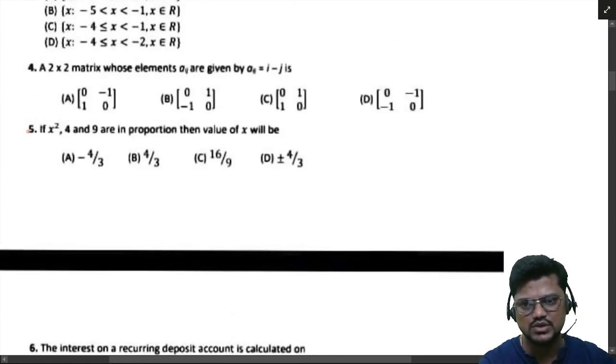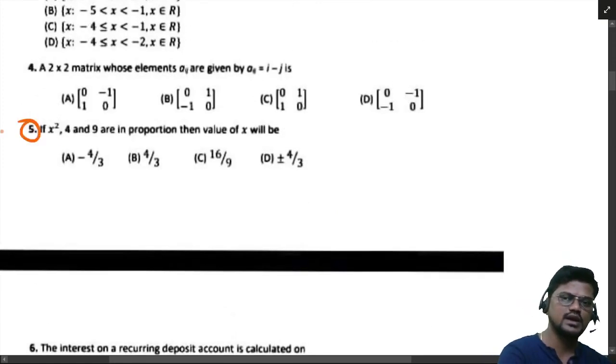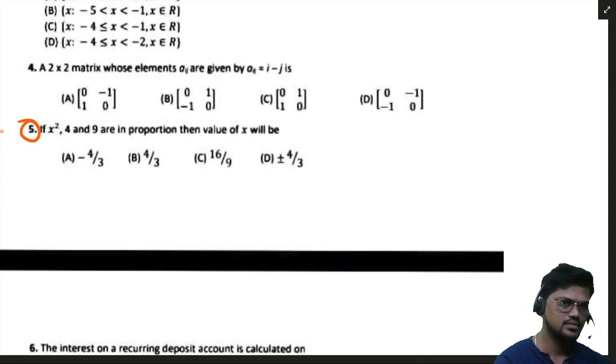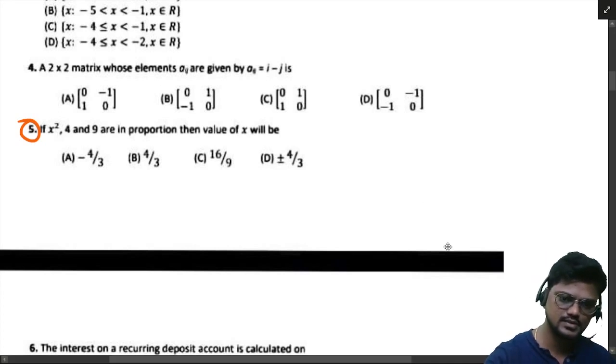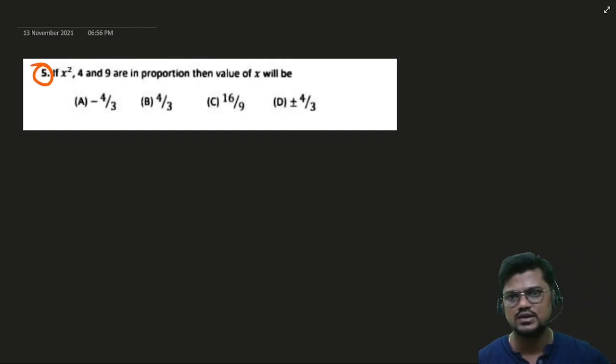The next. Please solve question number 5. If x square, 4 and 9 are in proportion, then the value of x will be what? Let me check. Even I don't know. Let me solve this, then I'll tell you what is the answer.